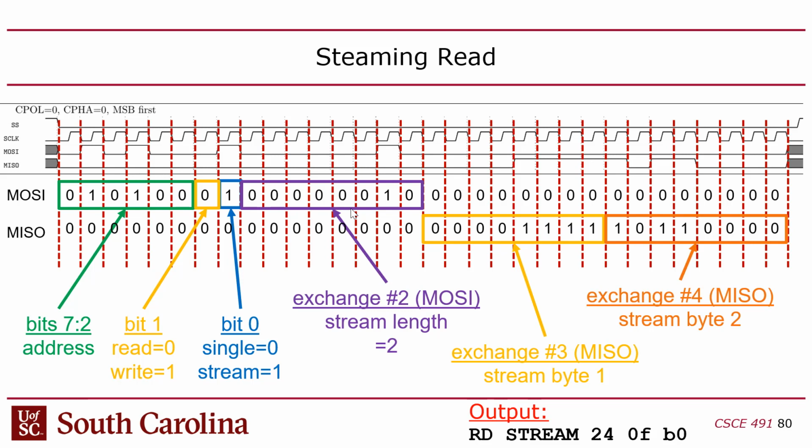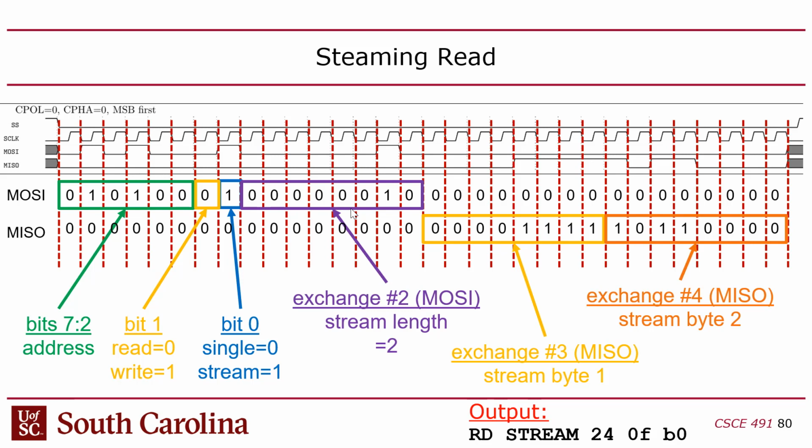Okay, and then if there's a stream, this gets kind of wild. In this case, if you count the number of cycles that slave select is low, it's actually 8 times 4. So there's 32 cycles here where slave select is low because there are 4 exchanges, one transaction consisting of 4 exchanges. Each exchange is 8 bits, so 4 times 8 is 32. So we have 32 clock cycles here.